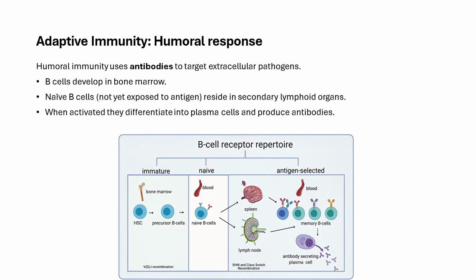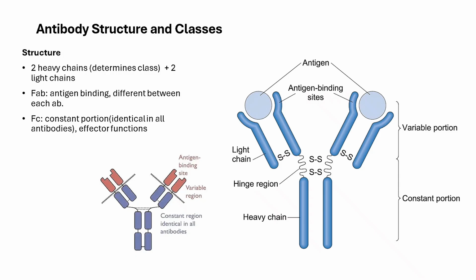An antibody has 4 chains. It has 2 identical heavy chains and 2 identical light chains. Each chain has a variable portion at the tip and a constant portion closer to the base. The arms at the top are where the antigen binds. This region is also called the FAB region. This is different between each antibody.